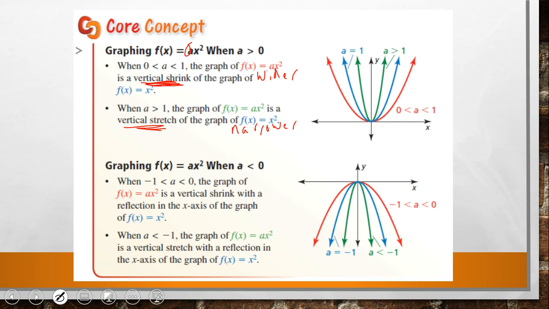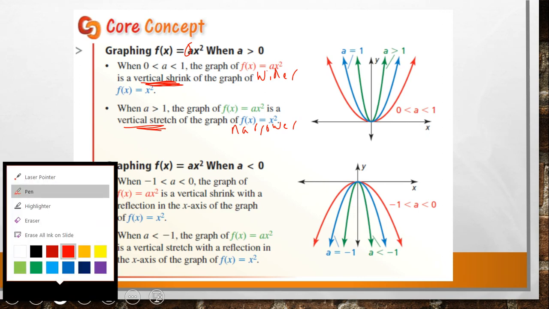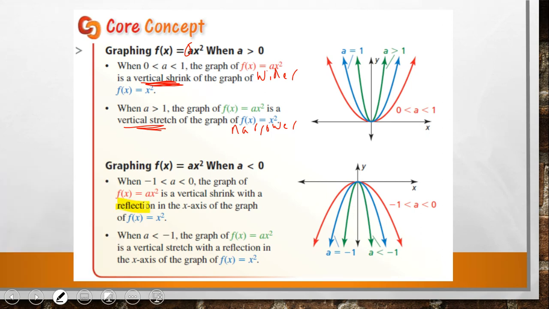What about negatives? Well, they go about the same way. When you have a negative, you're going to have a reflection. So when your a value becomes negative, you're going to have a reflection. And you can also have those vertical shrinks and vertical stretches, and they follow the same thing as well.